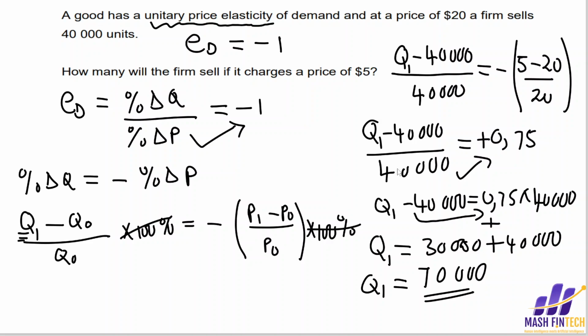All right. Our final answer must be, because the price has gone down, the quantity must be bigger than 40,000. If you get an answer less than 40,000, you have a problem. So this answer is correct. Give it a try. Let's go to the next one.